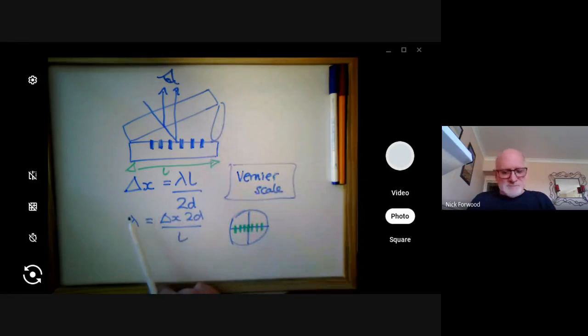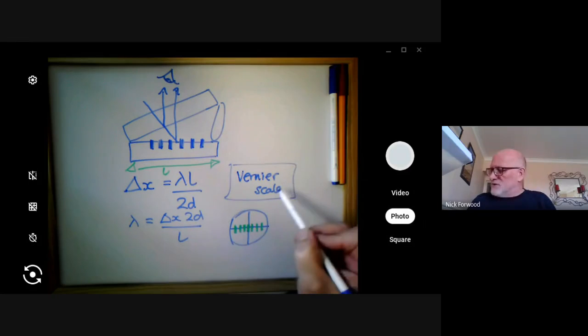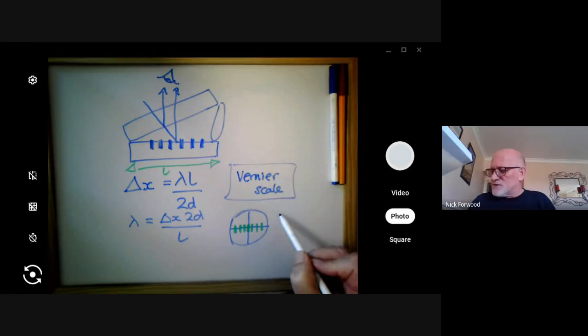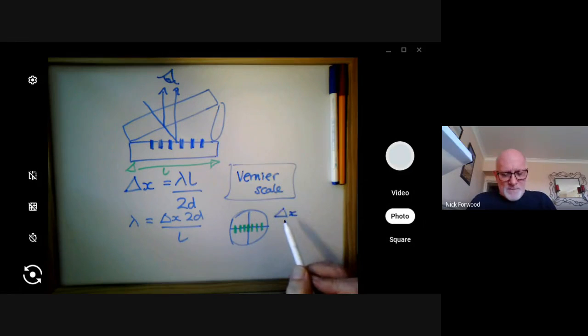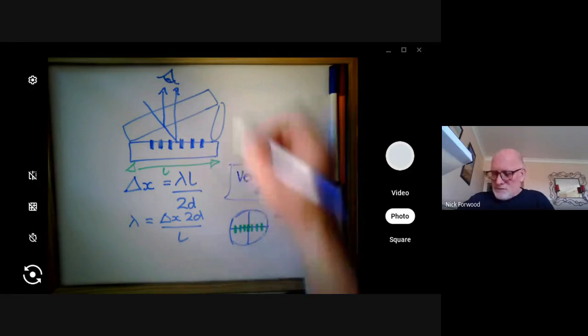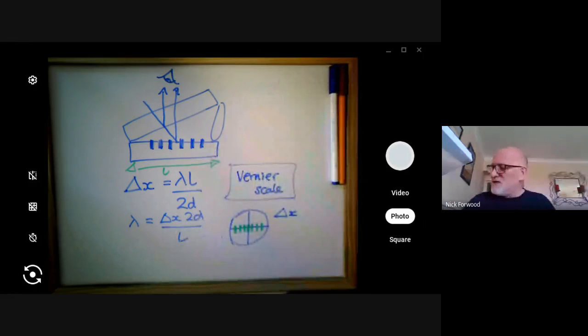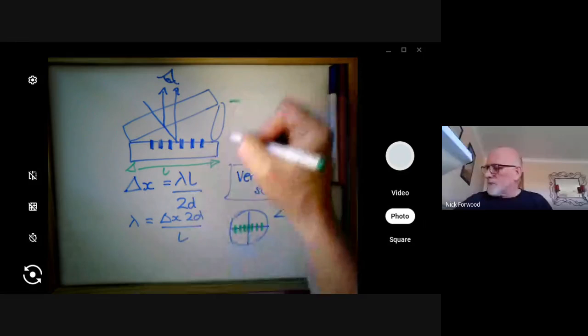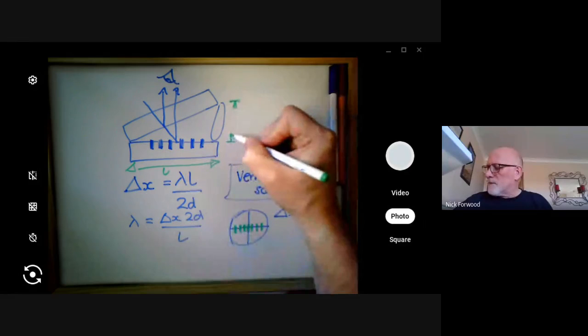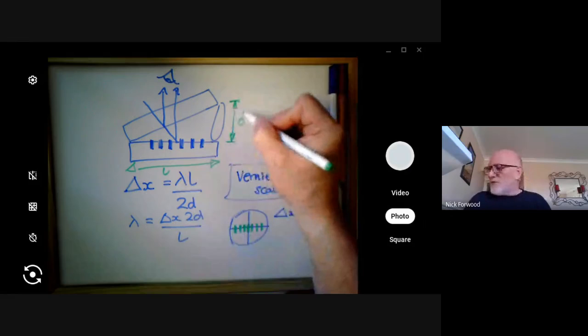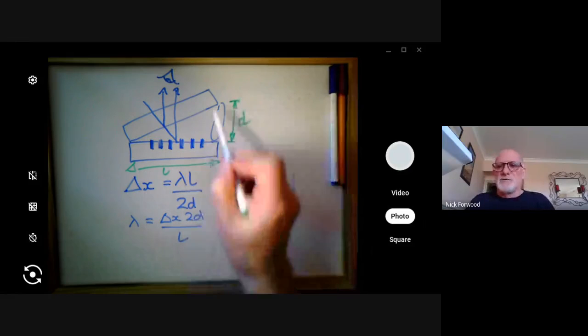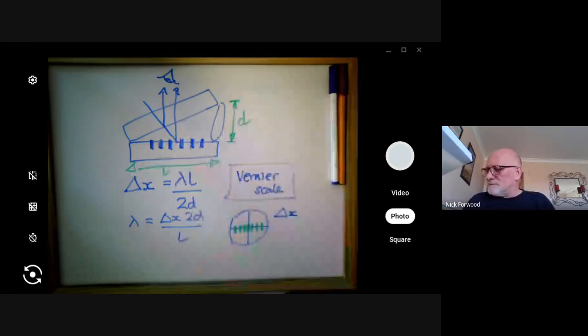So we've got the fringe separation, which we'll do in a minute, which is measured with this traveling microscope. So that's delta X, the separation. And then you've got this measurement here, D, which is how thick is the object you're sticking in there, the piece of paper or whatever it is. So that's the D here. You know what 2 is. Lambda is the wavelength of the light that you're going to use.